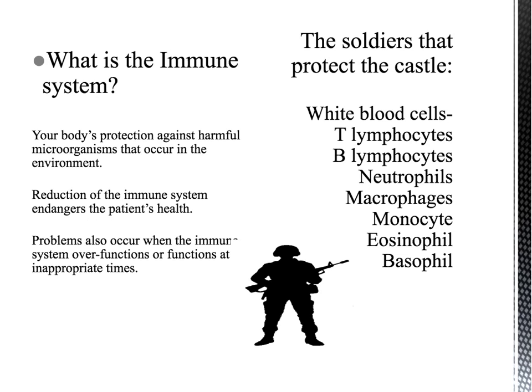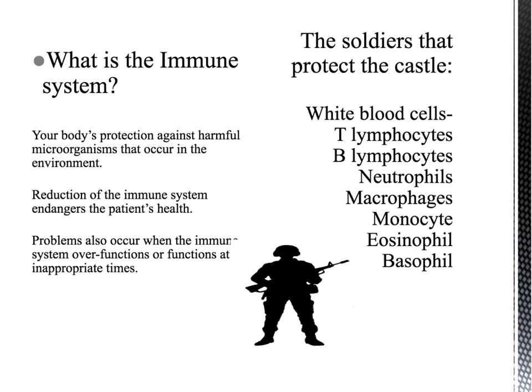So a lot of the disease processes that we talk about in this chapter, in this module, and in a lot of the modules down the road, are disease processes that occur because the immune system is over-functioning, or it's functioning at inappropriate times, or it's under-functioning. So, like I said, it's really good to understand this body system, to understand those disease processes. We have this mechanism in place to protect us.